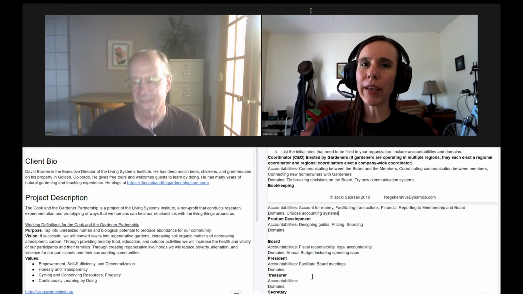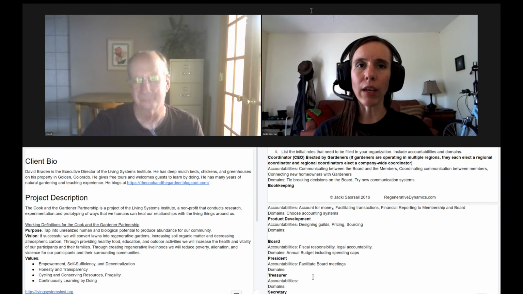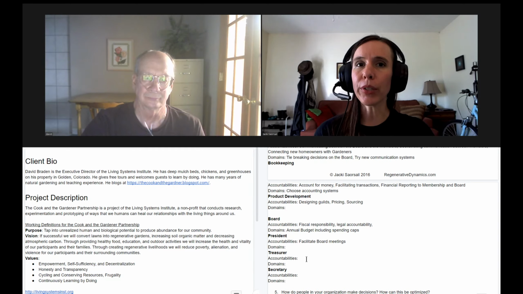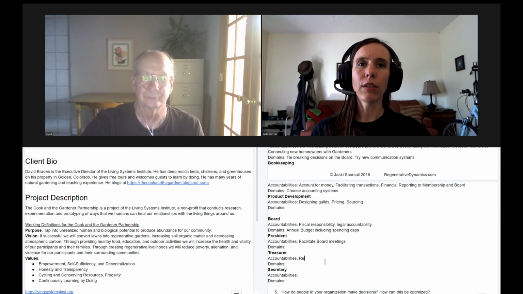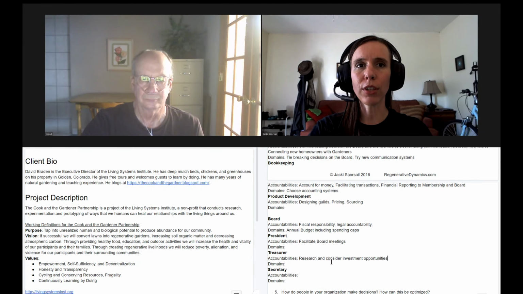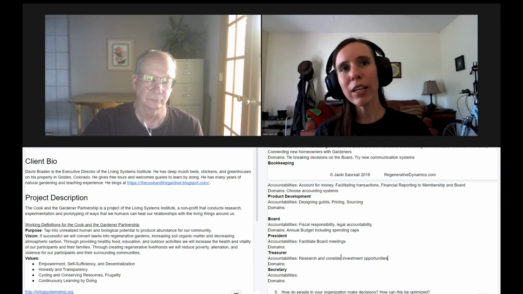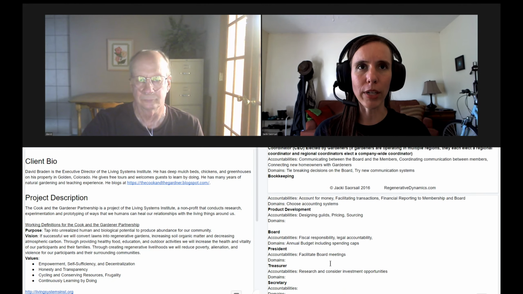So bookkeeping is more just record keeping, whereas the treasurer might be more the one who does the research of investment opportunities, or at least considers that. Research and consider investment opportunities. I'd say that's an accountability of the treasurer. Because new investments is a board level decision. I mean, little expenditures, day-to-day expenditures is more like an operations decision.